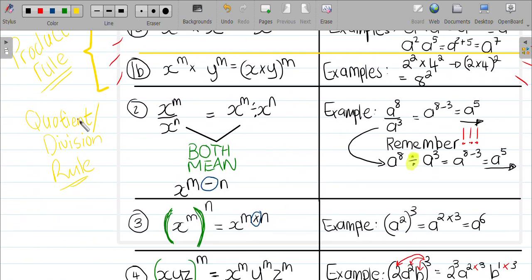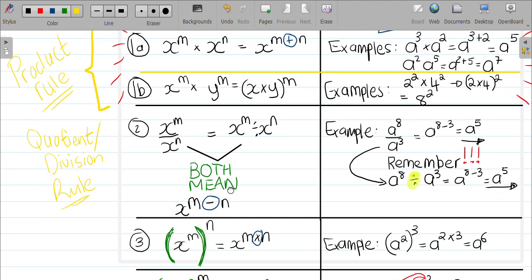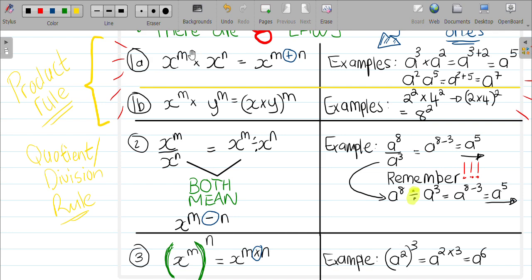So number 2, what I wrote here, it's the quotient or the division rule. The division rule, I like that. But some people call it the quotient rule. Okay, so what happens is, in this instance over here, we are dividing exponents with the same base. Okay, so it's very similar to the product rule. We are multiplying with the same base. Over here, we are dividing with the same base. So what do you think is going to happen? Well, we are going to end up subtracting.